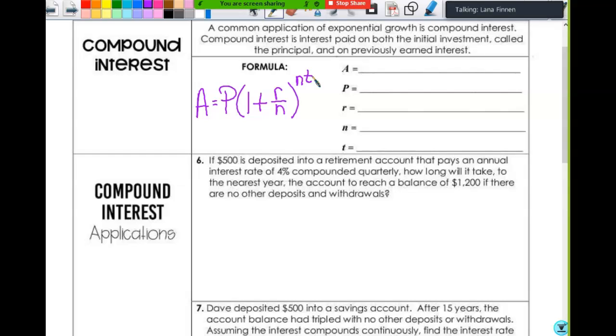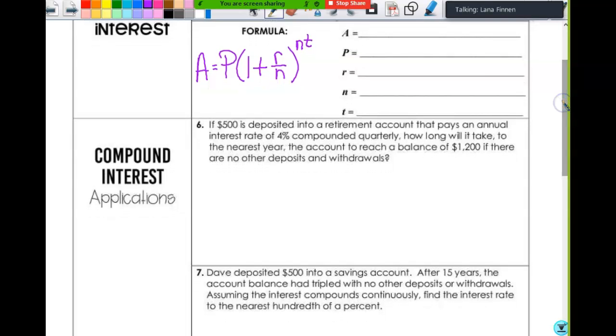A common application of exponential growth is compound interest. Compound interest is interest paid on both the initial investment, called the principal, and the previous earned interest. So you're earning interest on your interest as you go. So what these variables mean here: A is the total amount, P is your principal, that's your initial amount, but hopefully you know what principal means in that context. R is your rate. N is the number of times compounded.